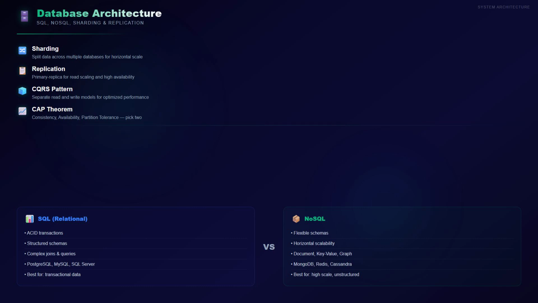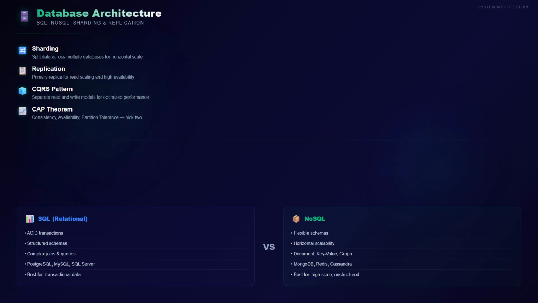NoSQL databases offer different trade-offs. Document stores like MongoDB provide flexible schemas. Key-value stores like Redis offer blazing fast lookups. Column family stores like Cassandra handle massive write workloads. Graph databases like Neo4j model complex relationships.